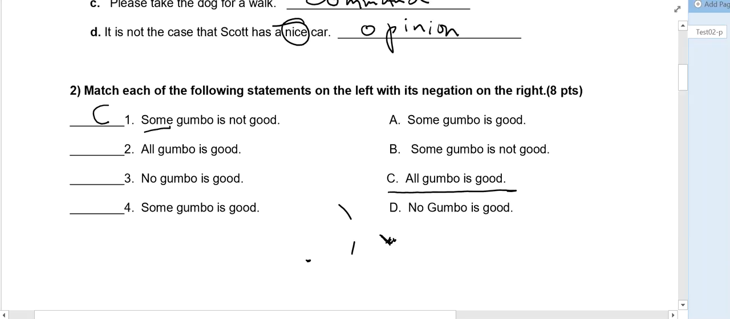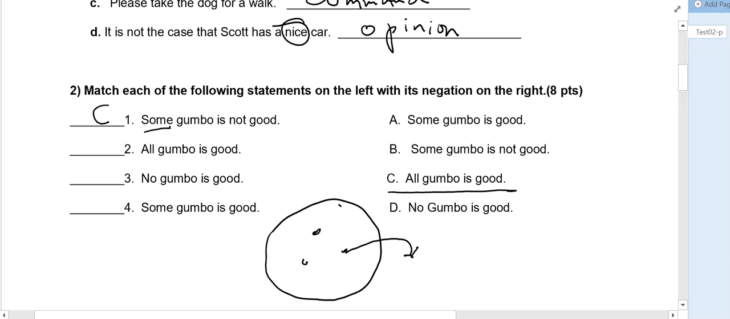Moving on. Second one, all gumbo is good. Well, if all gumbo is good, here's the world of good gumbo. And we have all the gumbo is good. It only takes me to move one gumbo to the outside to negate that statement, right? If I move one outside, then the negation of that is some gumbo is not good. B, some gumbo is not good.